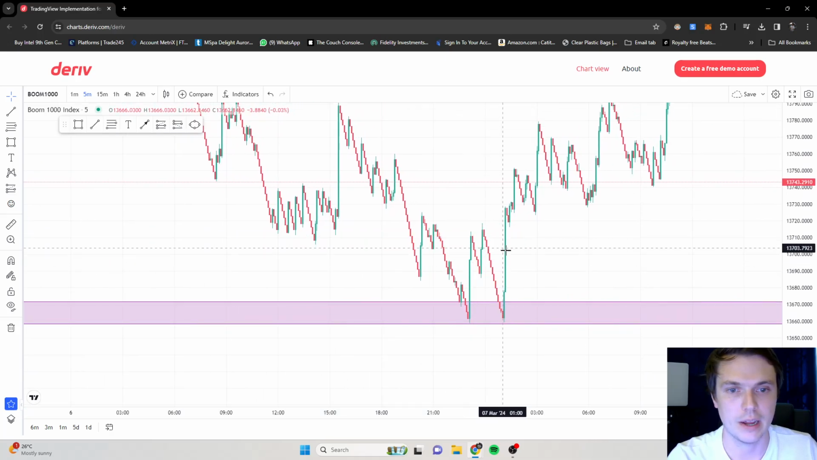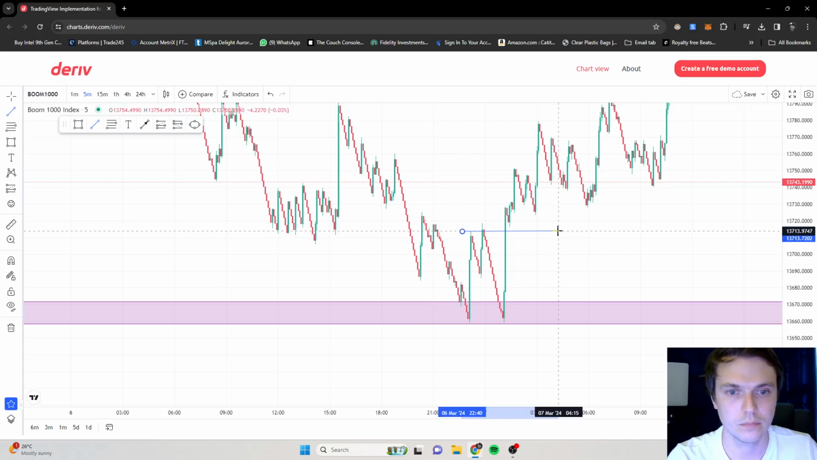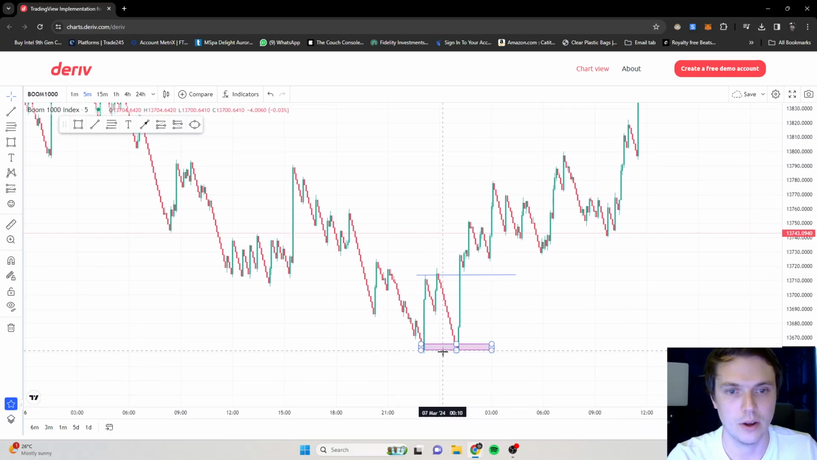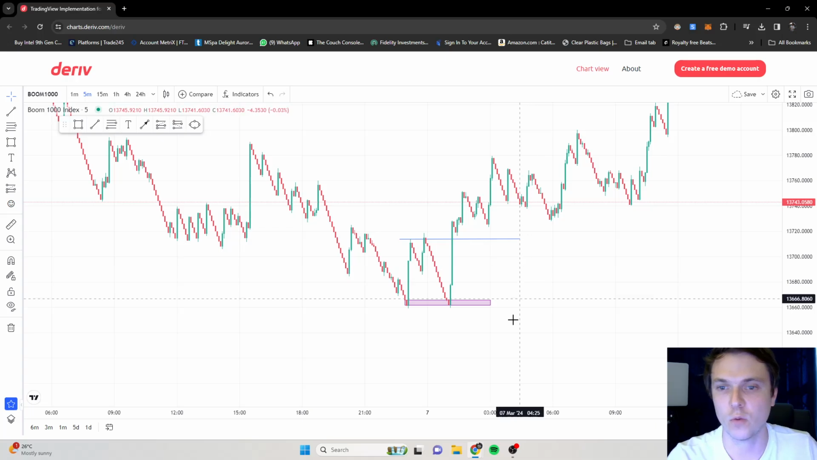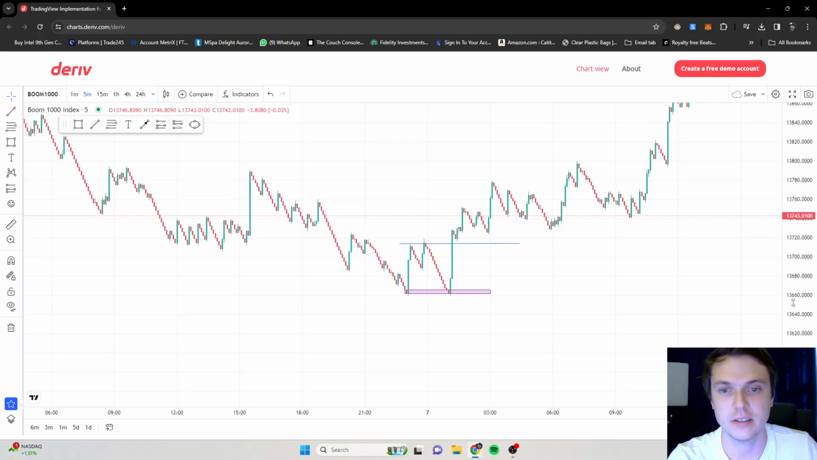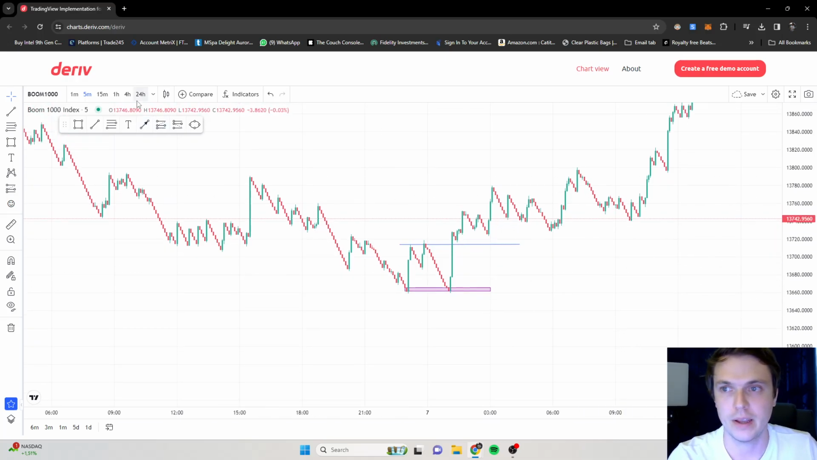It broke that high over there, came back to this order block at the bottom there for your perfect buy entry at the bottom over there. So even if you don't want to enter on the 1 hour, you can go down to the 5 minutes to get your proper entries.